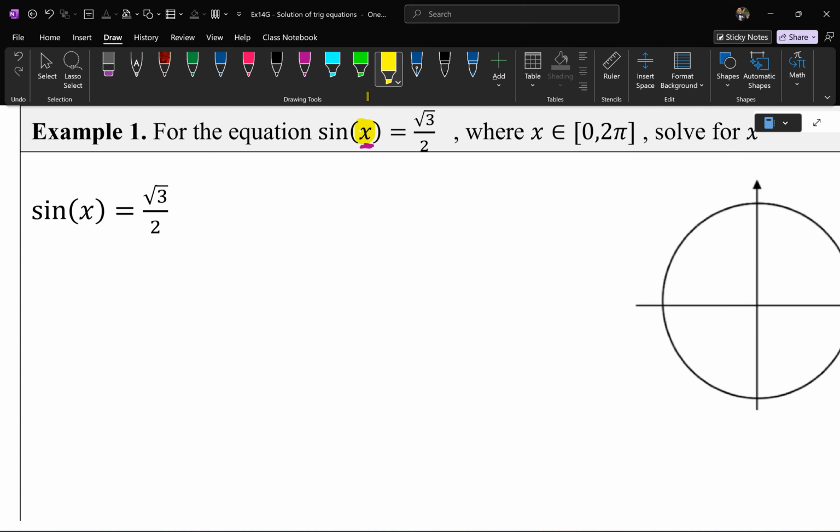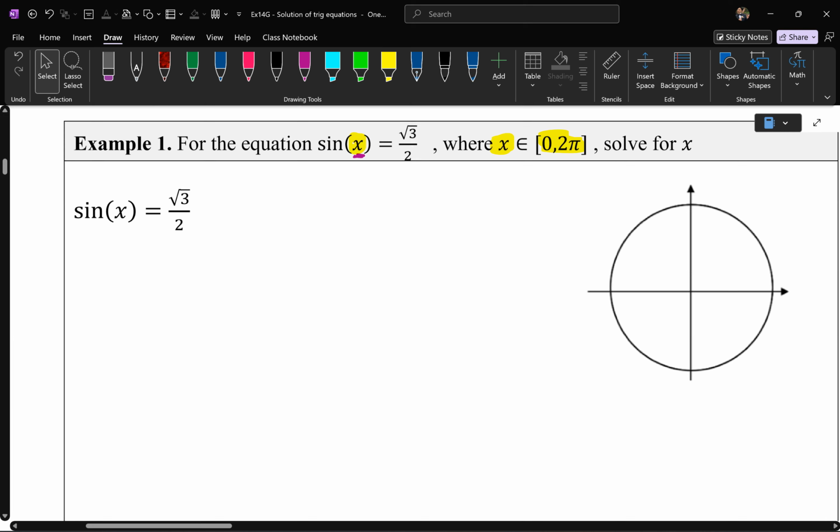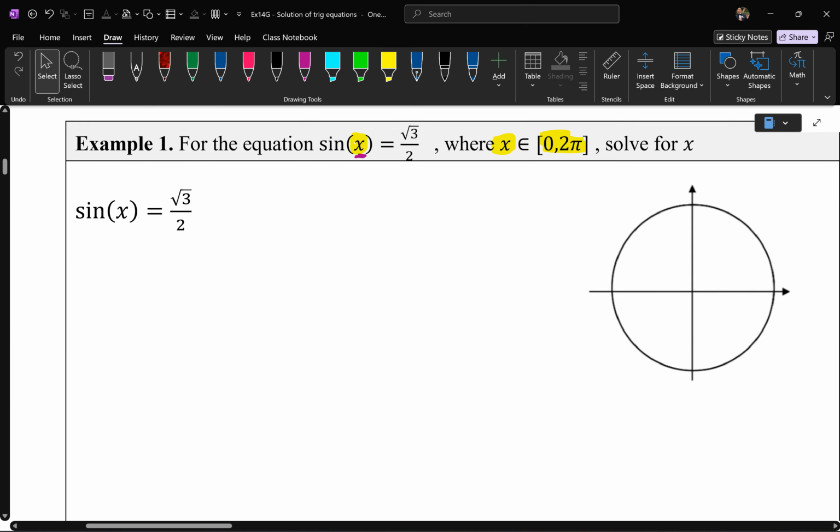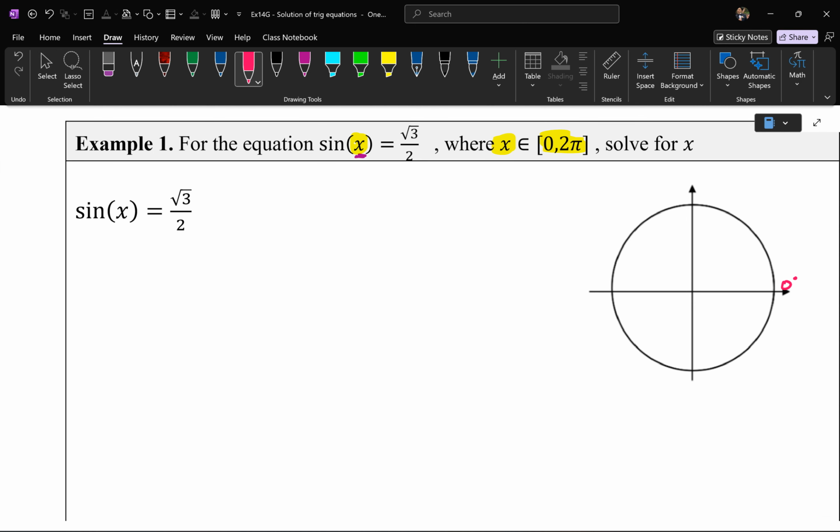angle is, but they said the angle is between 0 and 2 pi. What does 0 and 2 pi mean? Remember, when you start your circle, you're starting here, right? So right at this point, that's 0 degrees or 0 radians. If I rotate from 0 to 2 pi, this is now pi on 2. That is pi. An extra half is now 3 over 2, so 3 pi on 2, and then 2 pi.